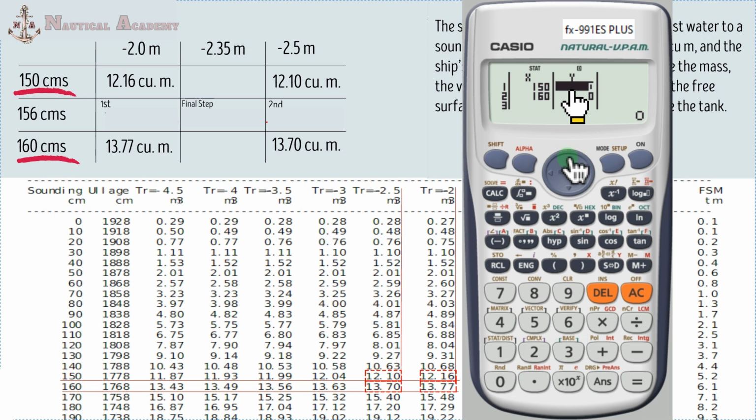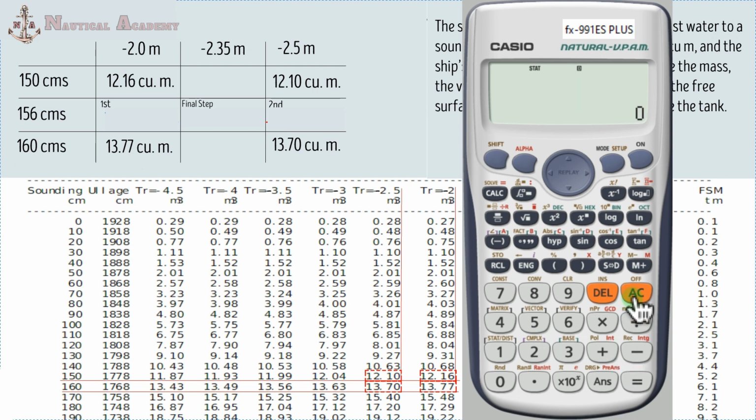Then enter the corresponding volume for the sounding of 150 cm at a trim of -2.0, which is 12.16. Then press the equal button. Next, enter the corresponding volume for the sounding of 160 cm, which is 13.77, and press the equal button. So this is what it looks like on your screen. Then, press the AC button to save it in the memory.